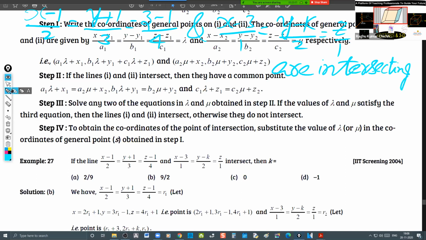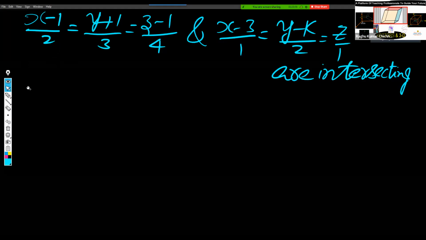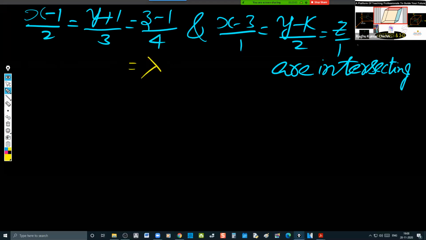Now just say this. You will have a clear picture about this. These are the two lines intersecting each other. It is given. Now let me say this as some lambda, this as some mu.